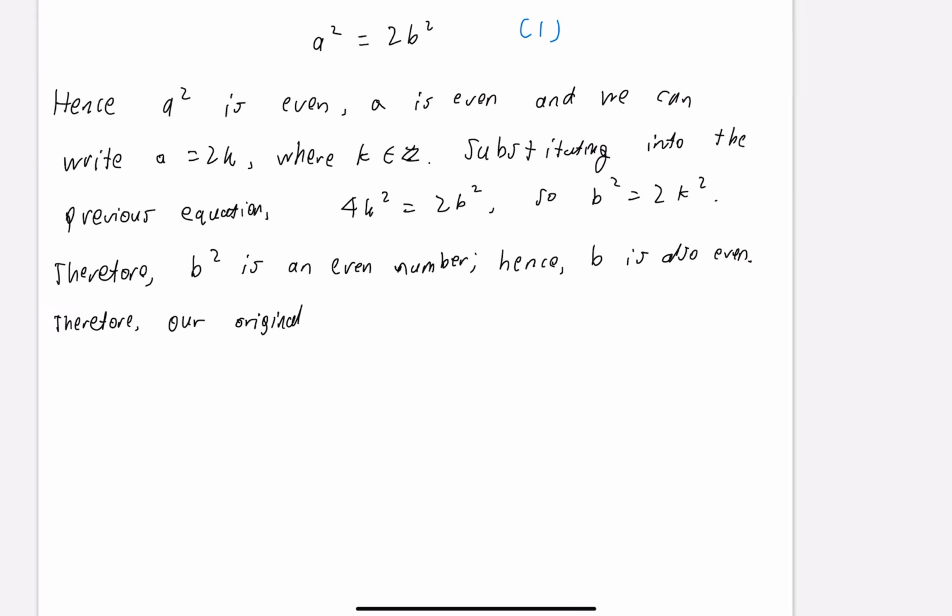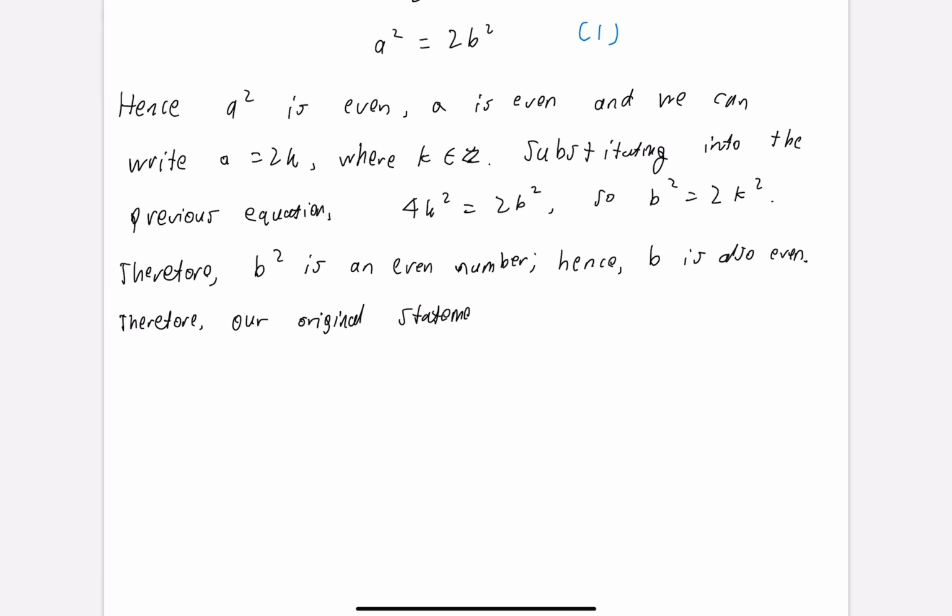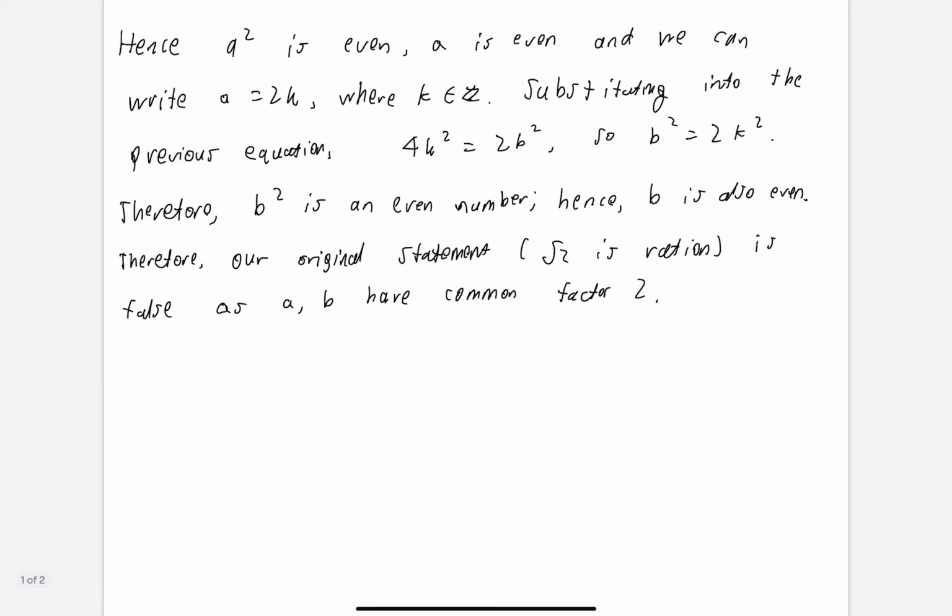The original statement must be false. So what's our original statement? That the square root of 2 is rational is false, and I'm going to justify why it's false, even though it might seem obvious, as a and b have a common factor of 2. So therefore, the square root of 2 is indeed irrational.